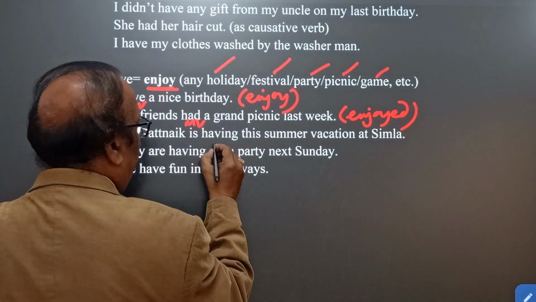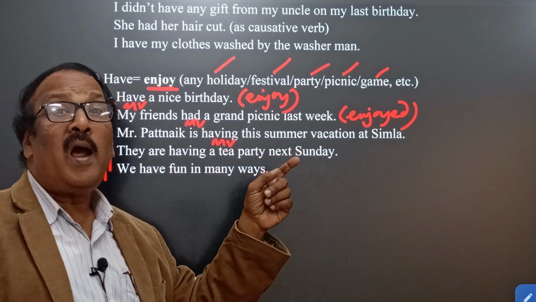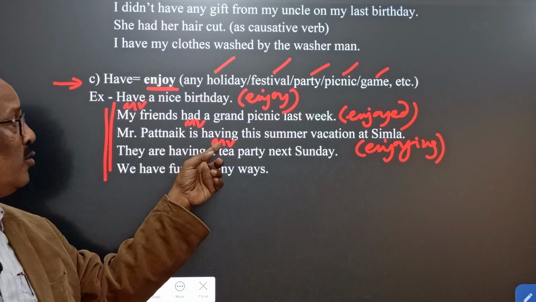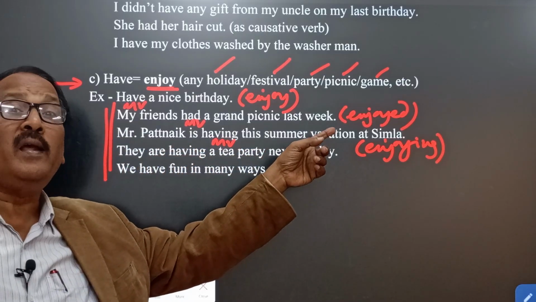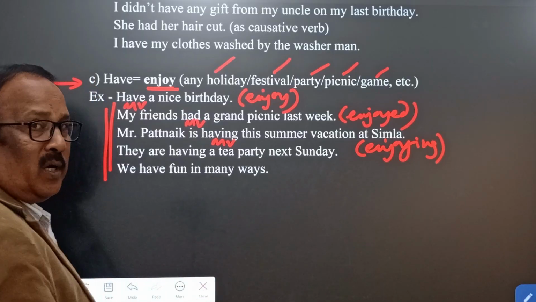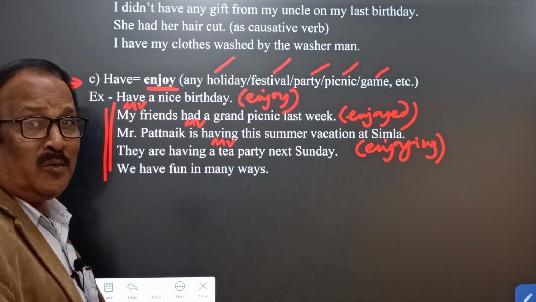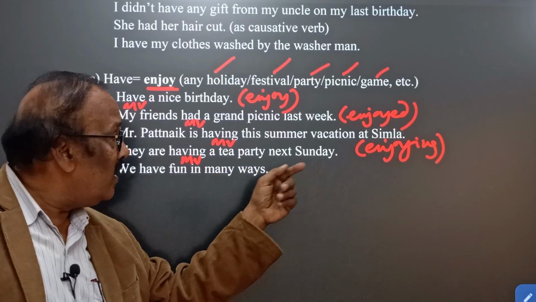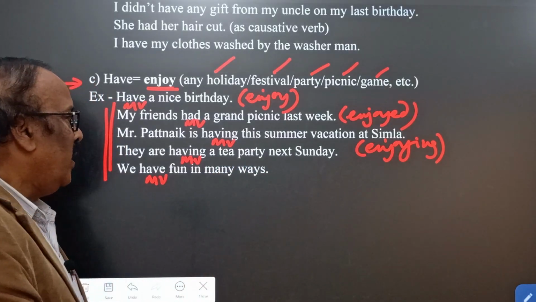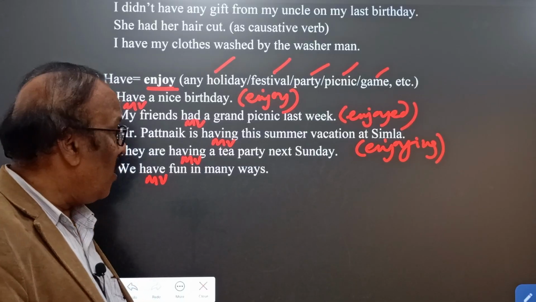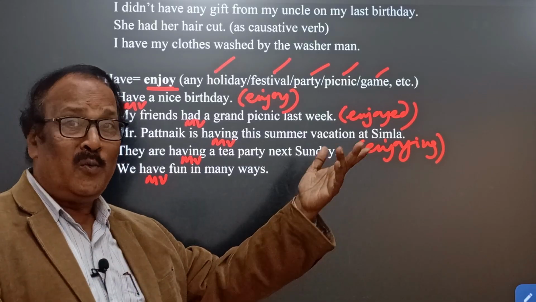Next, Mr. Patnaik is having this summer vacation at Simla. It means Mr. Patnaik is enjoying this summer vacation at Simla. They are having a tea party next Sunday. Planning an action for the future, it means they are enjoying a tea party next Sunday. We have fun in many ways. Means we enjoy fun in different ways.